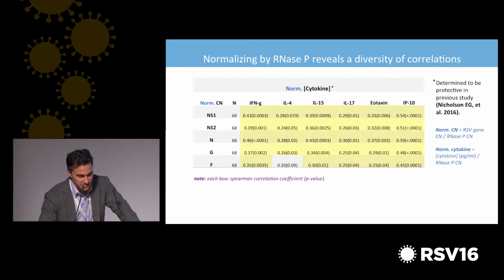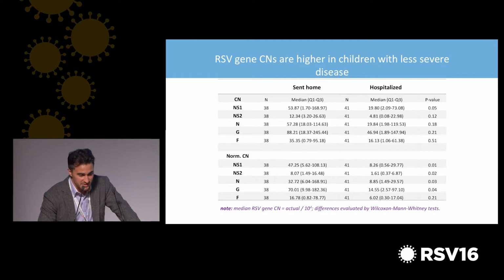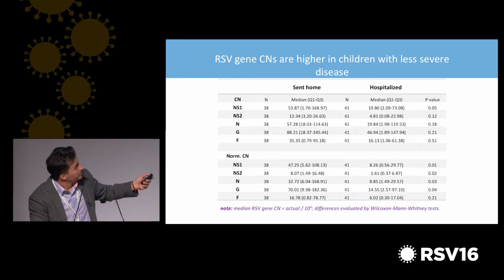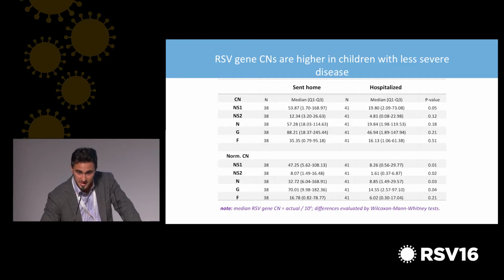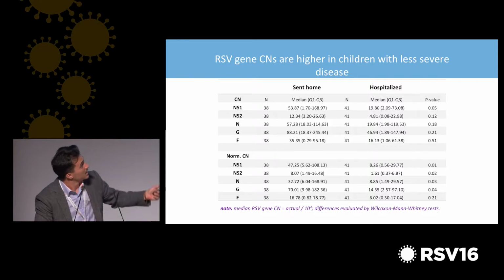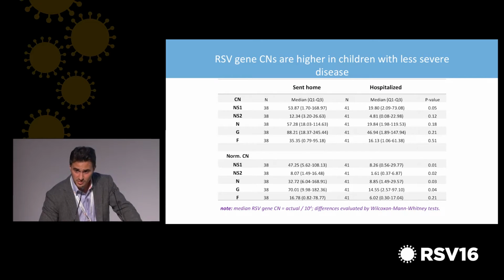So the next thing we asked was, are there differences in RSV gene copy numbers between infants who are more or less sick? And now in this table I'm showing you, each box has a median value and in parentheses interquartile range for the relevant RSV gene copy number for both raw and normalized data for kids who were sent home and kids who were hospitalized shortly after being admitted to the emergency department.